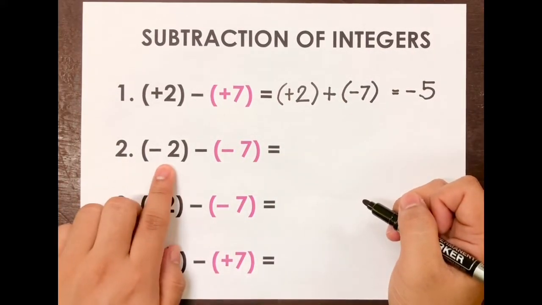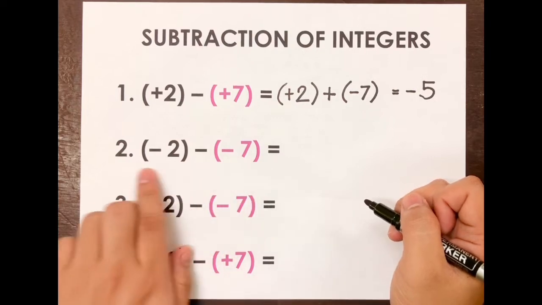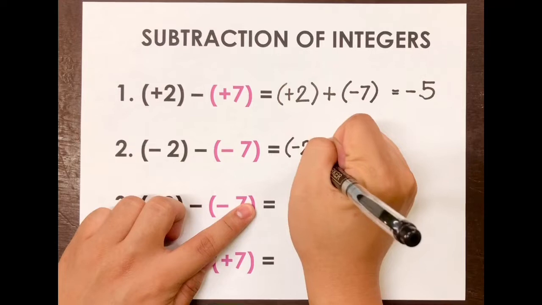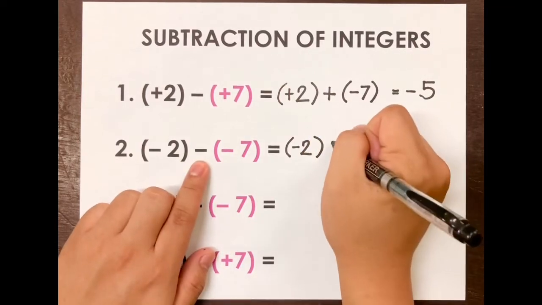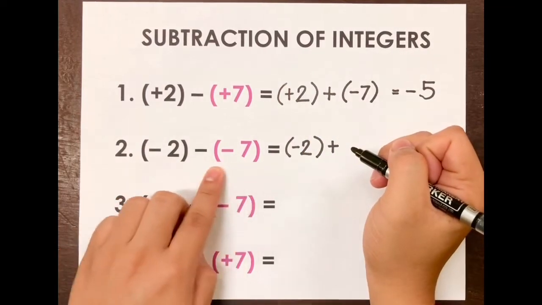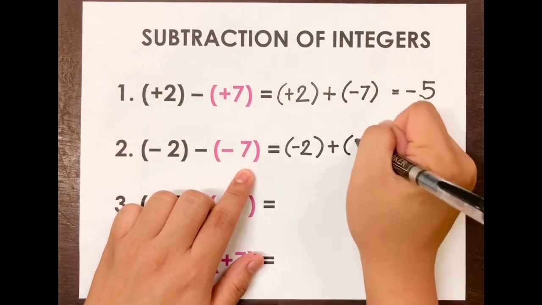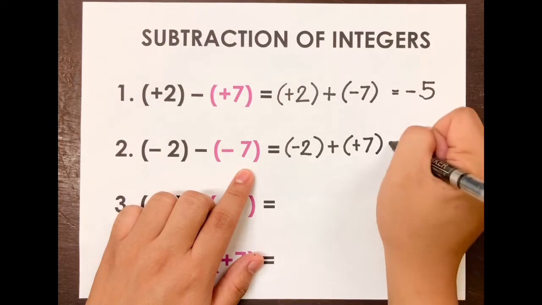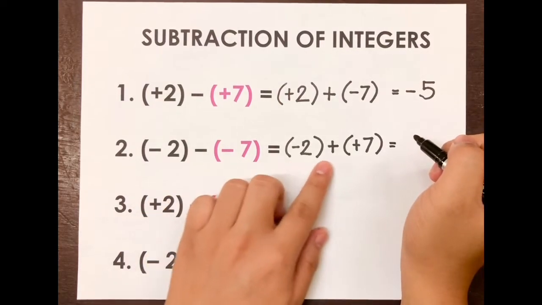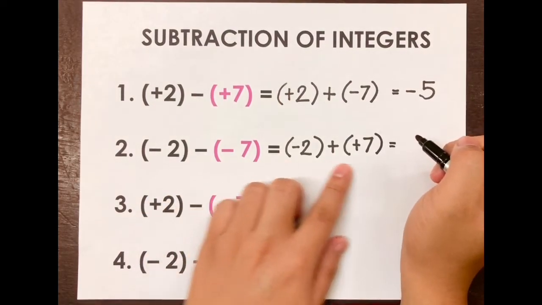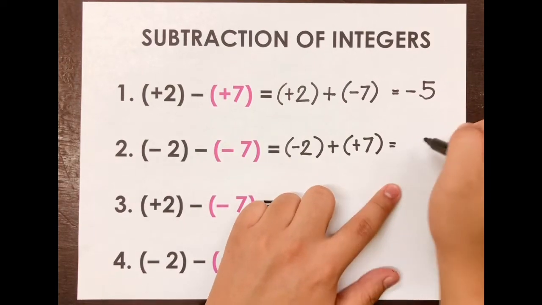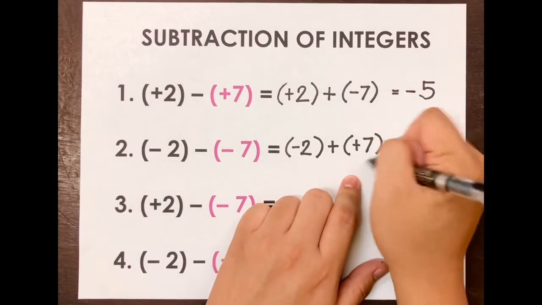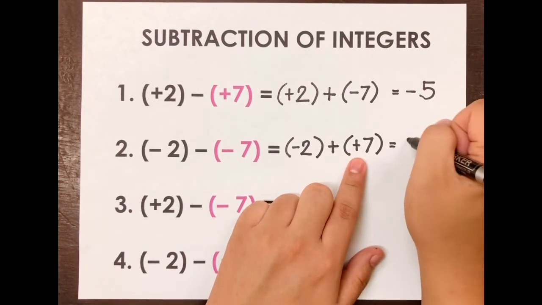Let us have number 2, negative 2 minus negative 7. So again, we copy the minuend. Then change the subtraction symbol to addition symbol and change the sign of the subtrahend. As you can see, they are of different signs again. So we subtract their absolute values. And it will also give us 5. But 7 here has greater absolute value, so we adapt its sign.